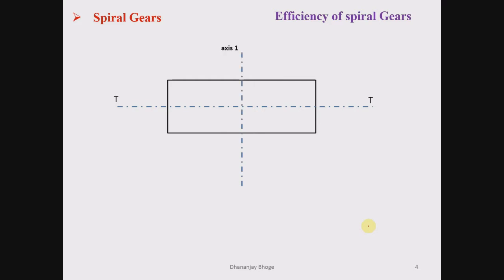Draw the axis of the gear. Say this is the top view of gear 1. So I have named this axis as axis 1. Then draw the helix for gear 1. Helix means teeth of gear 1, which is inclined to the axis of gear 1. And we know that the inclination of teeth with the axis of the gear is nothing but the helix angle. So mark the helix angle of gear 1 as alpha 1. Okay, alpha 1 is the helix angle of gear 1, that is, the inclination of teeth of gear 1 with the axis of gear 1.